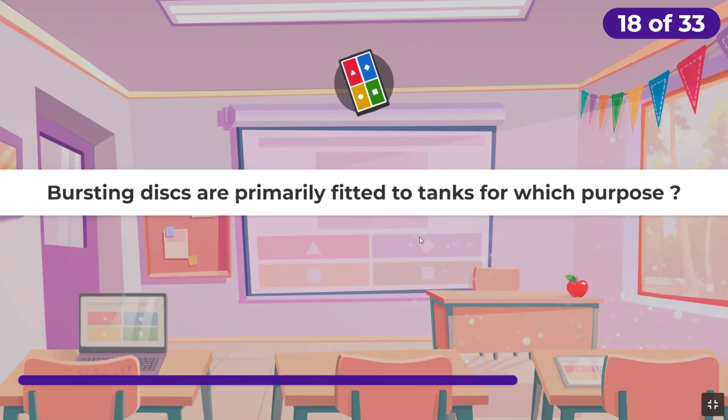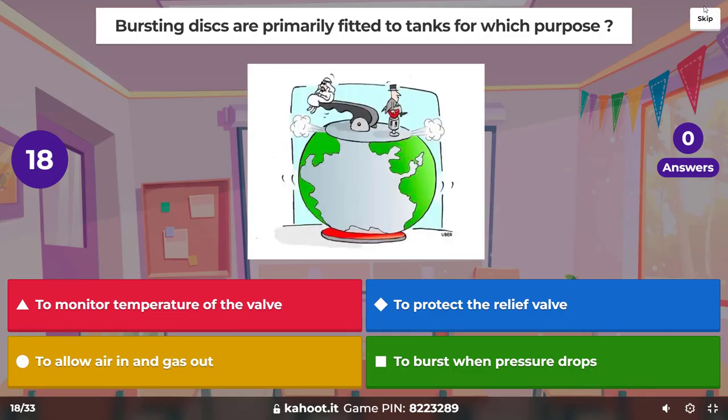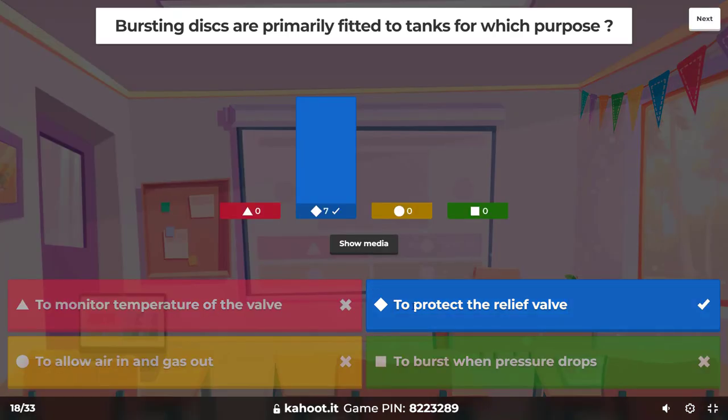Bursting discs are primarily fitted to tanks for which purpose? The answer is to protect the relief valve, okay? You can just memorize that one if you don't understand it. Bursting discs burst and you go, oh crap, there's too much pressure there. They're there to protect relief valves.